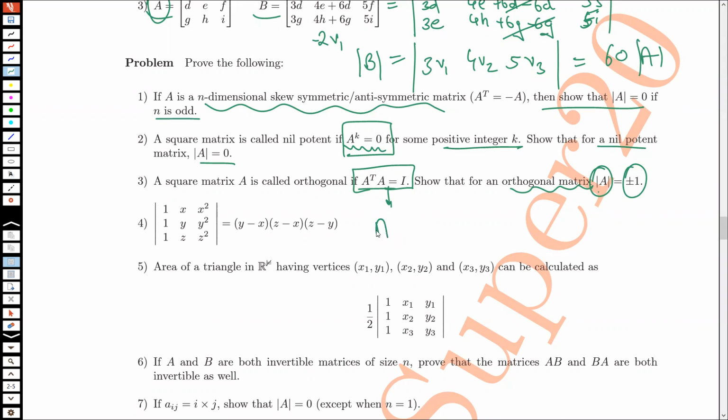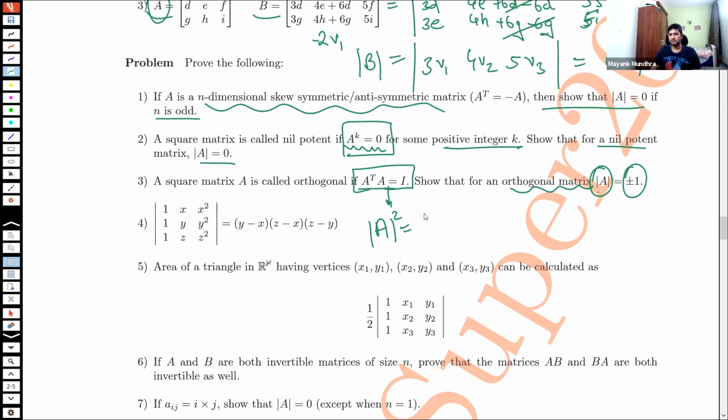Determinant A squared on one side. And what will be on the other side? What is determinant of the identity matrix? I is the identity matrix. Sir, 1. Very good. So if determinant A is some alpha value, then alpha squared equals 1, which implies alpha must be equal to plus or minus 1. So that's the only logical explanation.